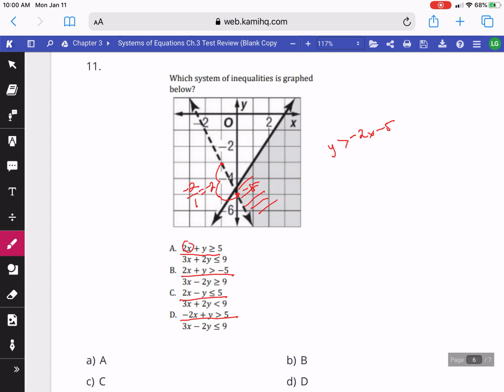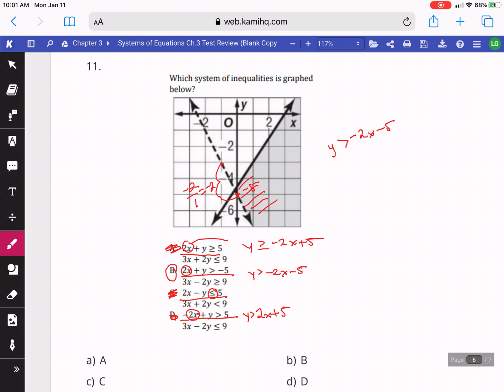The first one, if we rewrite it, we get y greater than or equal to negative 2x plus 5. That doesn't match already because of the equal to. If we rewrite B, we get y is greater than negative 2x minus 5. So that one could be right. If we rewrite C, I'm going to stop because it already has greater than or equal to. This is a dashed line, so it can't be C. And if I do D and I move negative 2x, it becomes y is greater than positive 2x plus 5. So here the only one that's going to match is B.